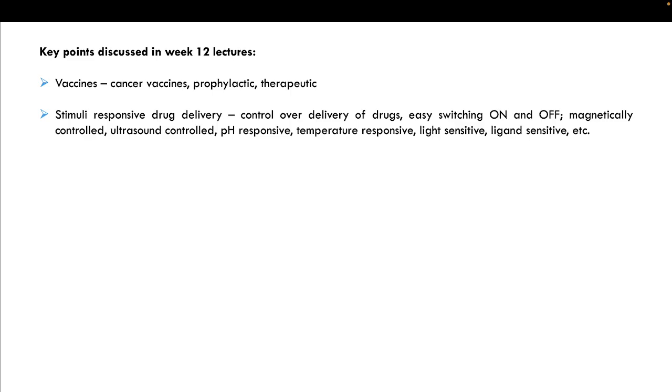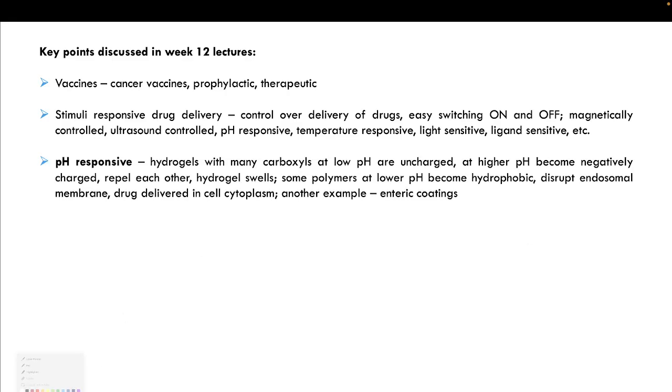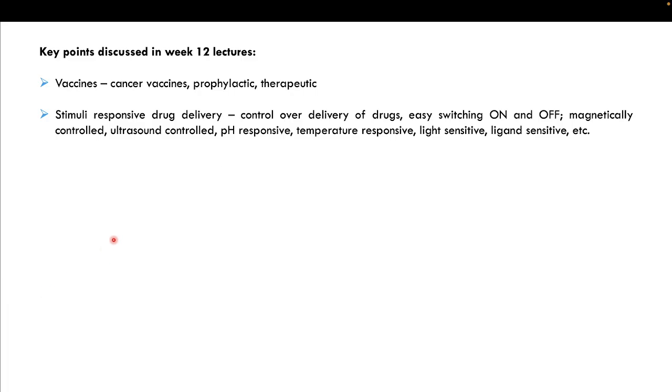To have stimuli responsive drug delivery, it could use various different stimuli. It could be magnetically controlled, ultrasound controlled, pH responsive or temperature responsive, or you can make it light sensitive or ligand sensitive. So these are various kinds of stimuli which could be used to make the stimuli responsive drug delivery system. We'll see some of these in detail.